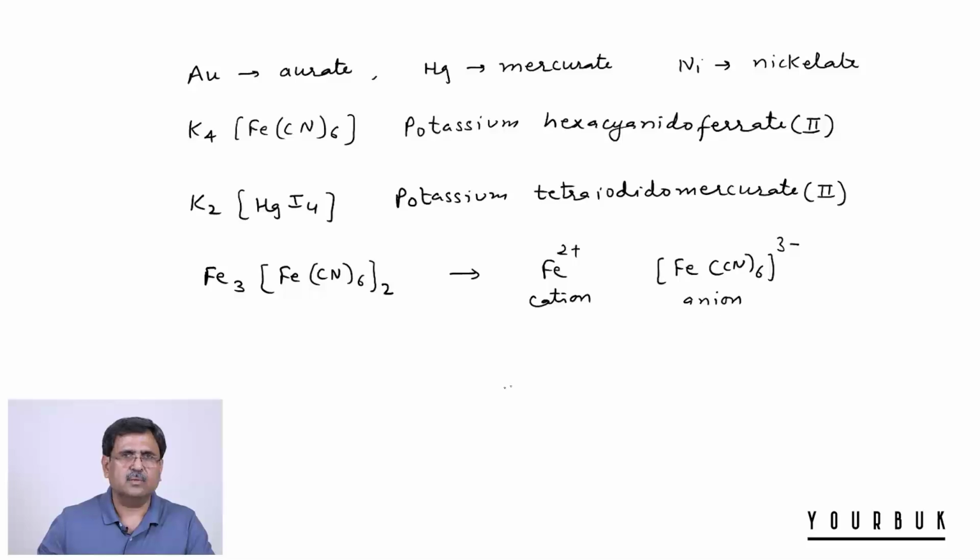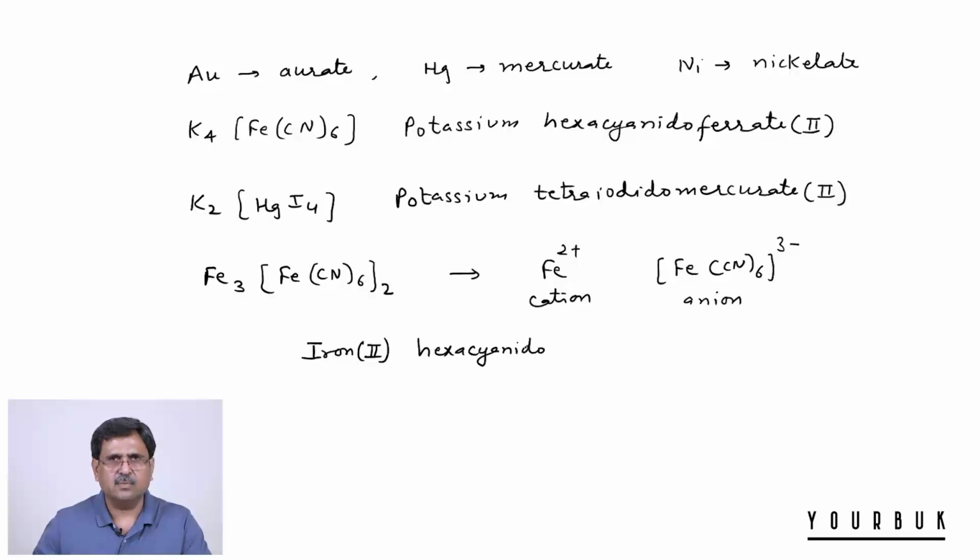So we follow the rules, we name the cation first. So the cation is iron. And since iron shows a variable oxidation state, you mention the oxidation state of iron. So iron(II). Then your anion is complex, so we arrange the ligands alphabetically. So we write hexacyanido. Now this iron which is present in the complex anion is named as ferrate, followed by its oxidation state in Roman numerals III. So this is the nomenclature of some of the important coordination compounds.